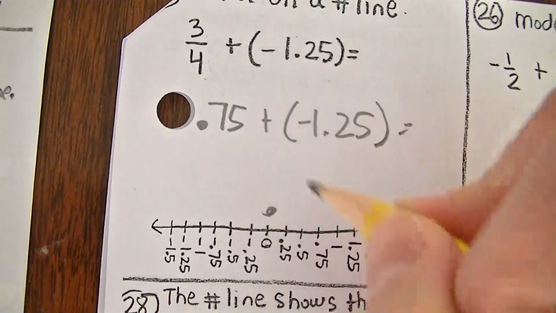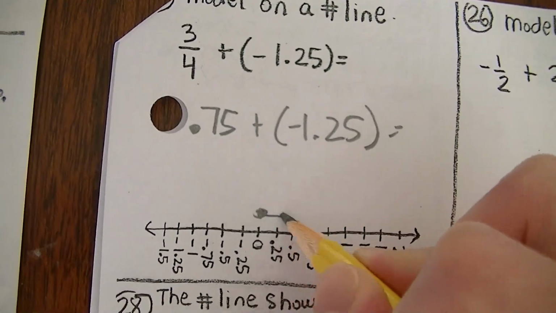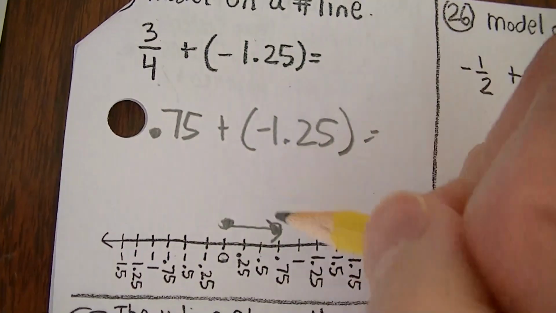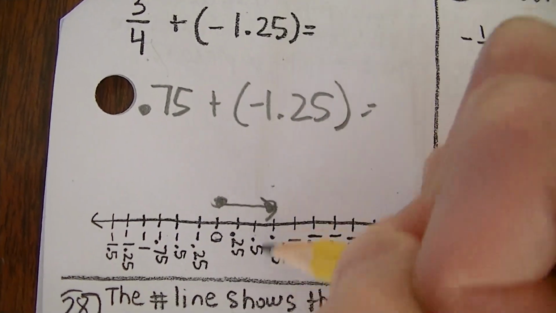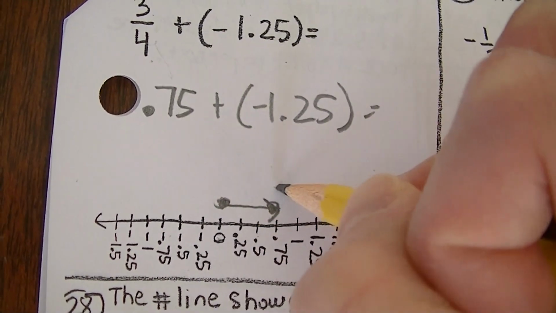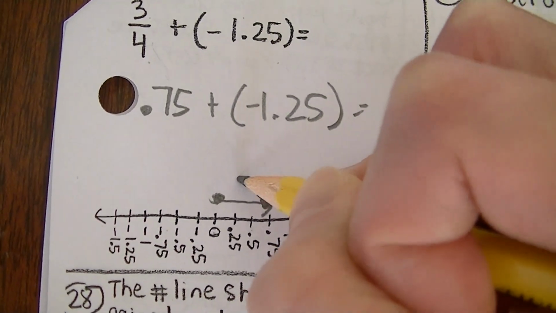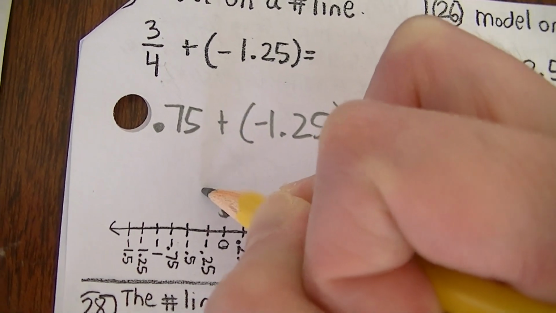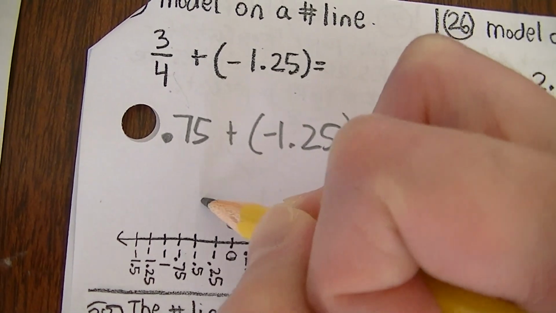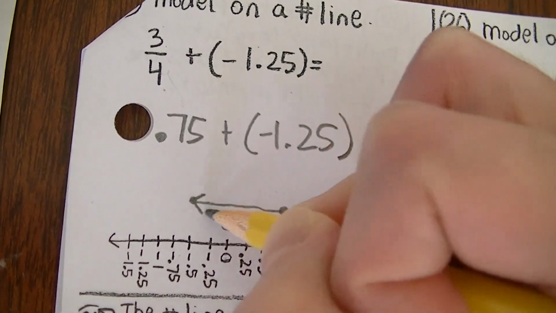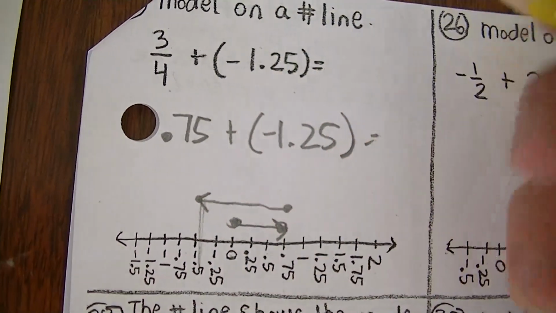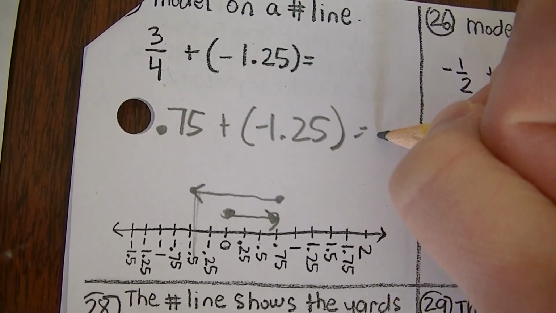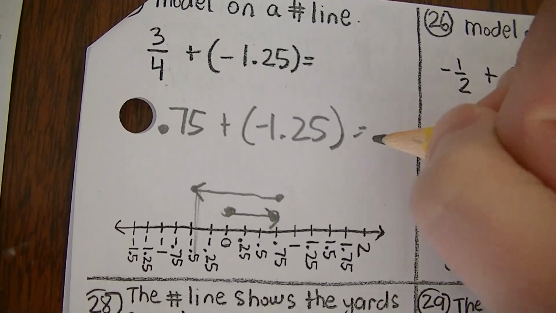So start at 0. That's a positive 75 hundredths. I'm going to go to the right, 75 hundredths. And then plus a negative 1 and 25 hundredths. So I'm going to go to the left, 1 and 25 hundredths units. So I'm seeing that we're jumping by 25 hundredths. So from here, there's 25 hundredths, 50 hundredths, 75 hundredths, and 1. And then I need to go 25 hundredths more. So that's going to put me right here at negative 5/10 or negative 50 hundredths.